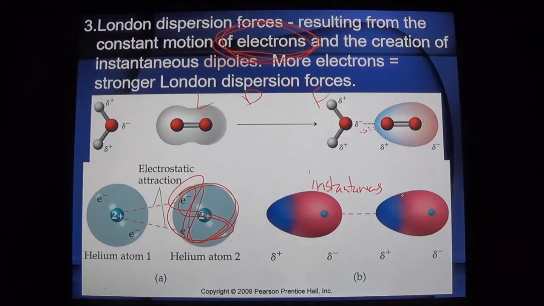So London dispersion forces are noticeable. They are the weakest of the three types of intermolecular forces. They come from electrons. That's all the requirement you need. Hydrogen bonding, you need hydrogen and nitrogen, oxygen, or fluorine. Dipole-dipole, you need a polar molecule. Everything can do London dispersion forces. But London dispersion forces are super weak because they're temporary. They're there one moment and gone the next.